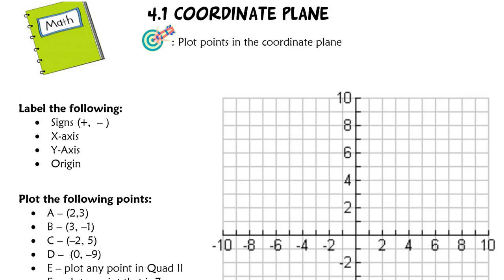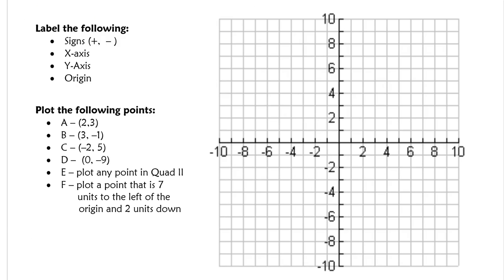This lesson is for section 4.1. Today we're going to be plotting points in the coordinate plane. So we're going to start by labeling our coordinate plane and making sure that we have all of the right vocabulary when describing this coordinate plane here.